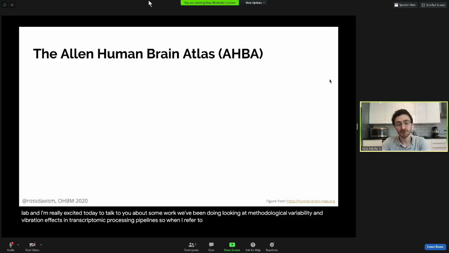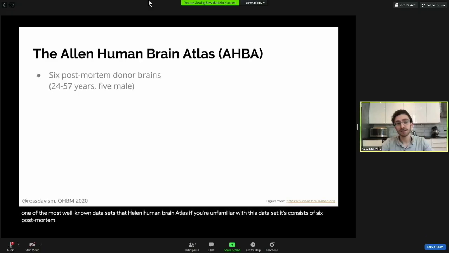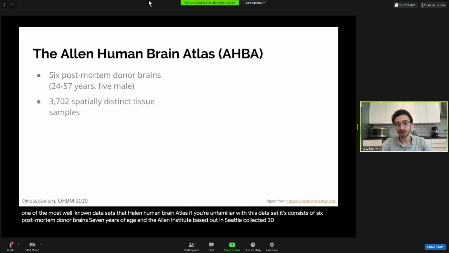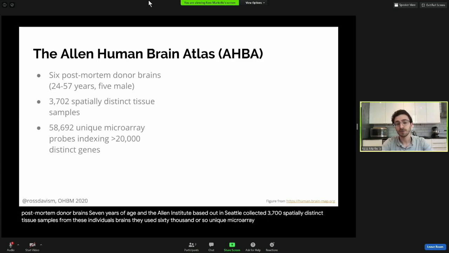So when I refer to transcriptomic data in neuroscience, I'm referring to one of the most well-known data sets, the Allen Human Brain Atlas. If you're unfamiliar with this data set, it consists of 6 postmortem donor brains taken from individuals from 24 to 57 years of age. And the Allen Institute, based out in Seattle, collected 3,700 spatially distinct tissue samples from these individuals' brains. They used 60,000 or so unique microarray probes to index the expression of about 20,000 distinct genes all over the brain. And so to date, it remains the most spatially comprehensive microarray expression data in the human brain.